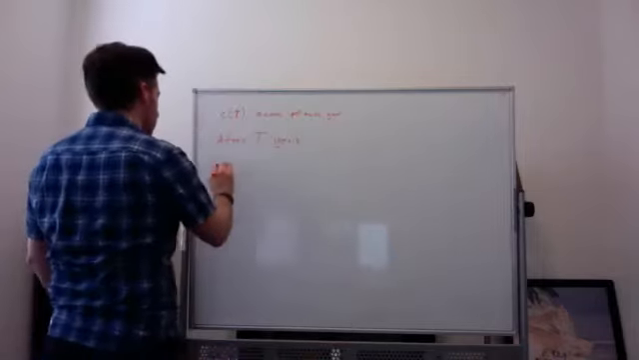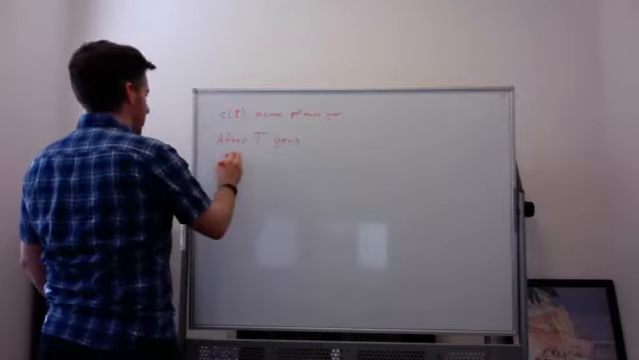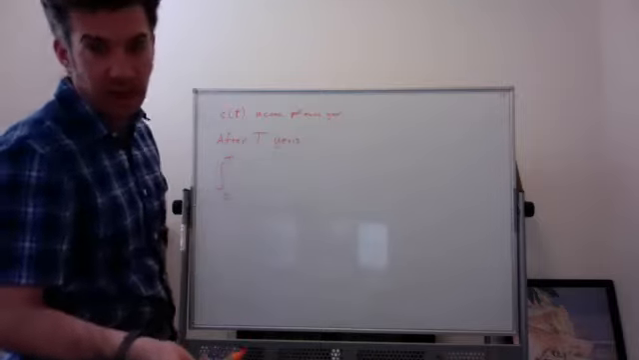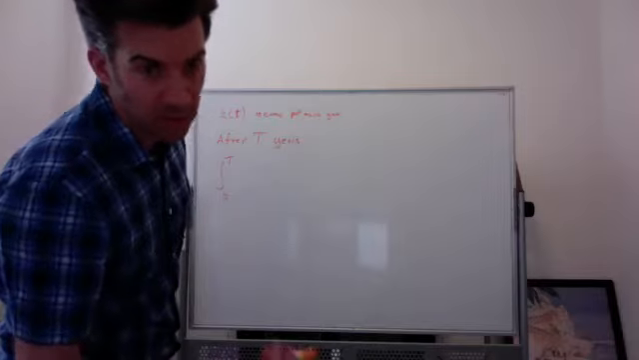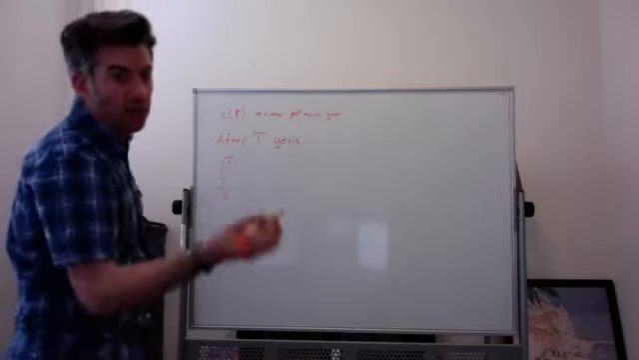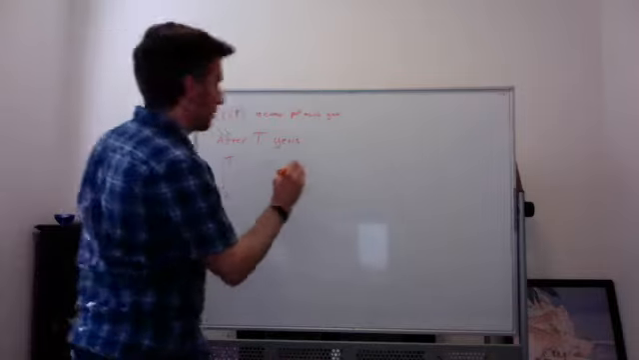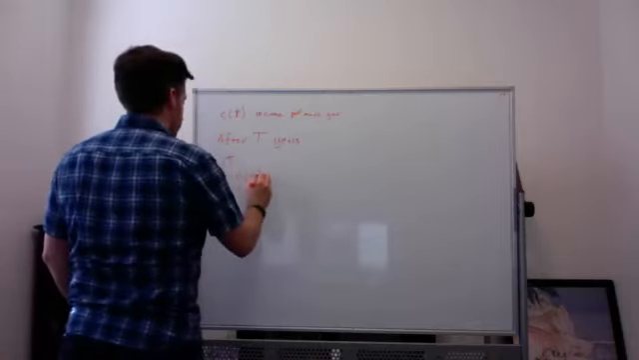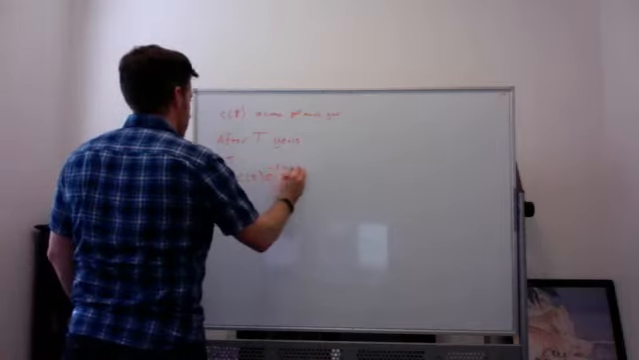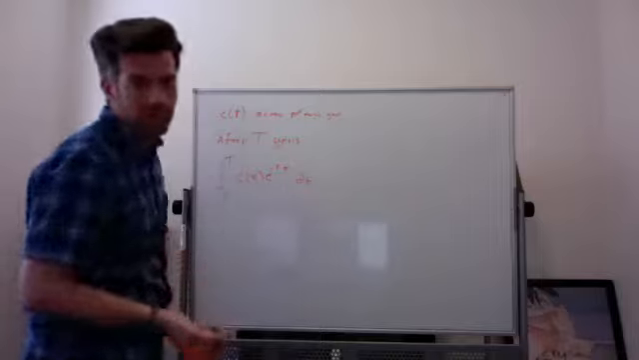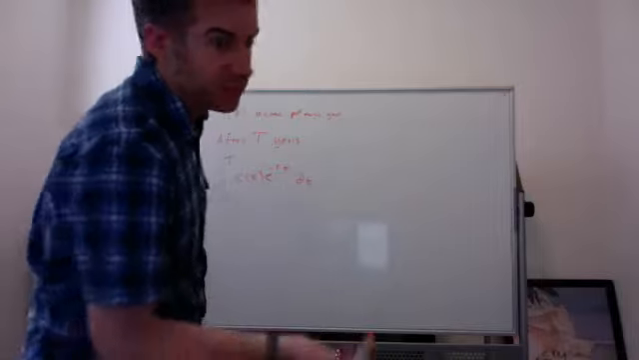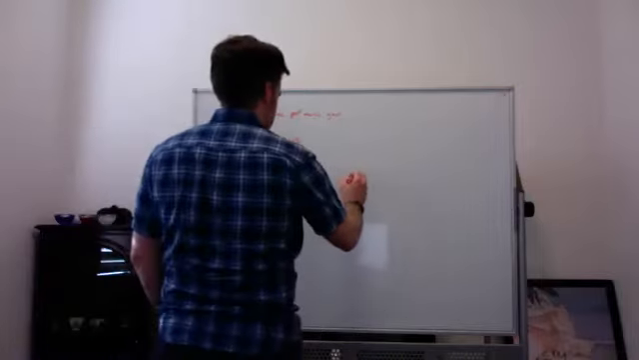So if you're making C of T income each year, then after T years, capital T, we have the integral from 0 to capital T. Capital T is a constant, or some set value, of C of T e to the negative RT, where R is the continuous rate.